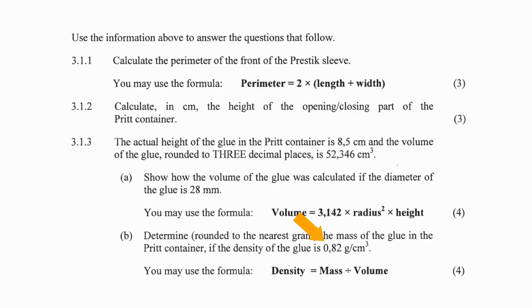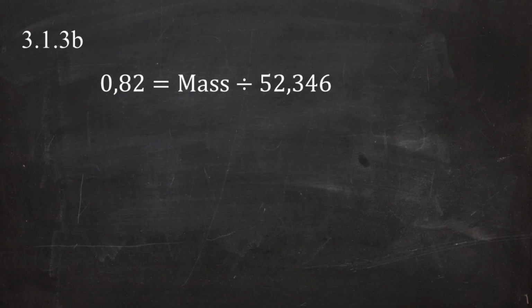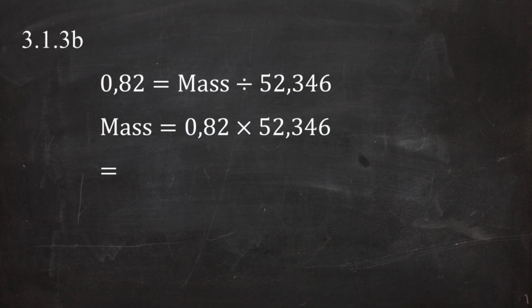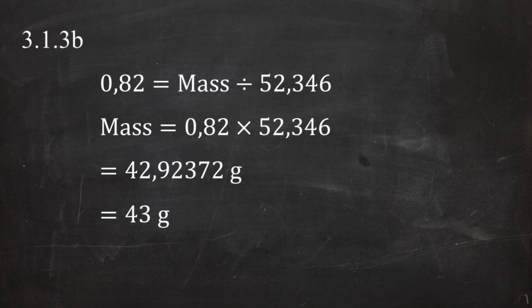Now substituting the density of 0.82 grams per cubic centimeter and the volume of 52.346 cubic centimeters into the formula will give us the following equation: 0.82 equals the mass divided by 52.346. Now multiplying both sides of this equation by 52.346 and then simplifying the equation will give us the mass of the Prit in the container of 42.92372 grams. Rounding this value to the nearest whole number will give us a mass of 43 grams.